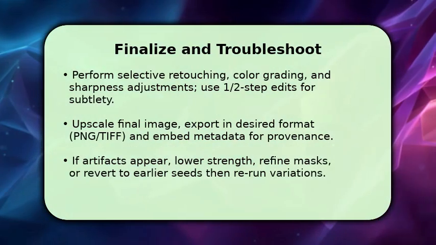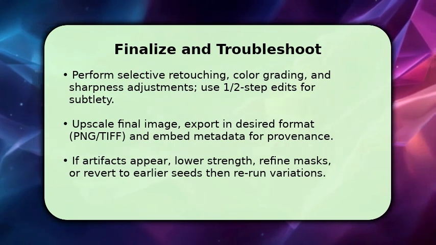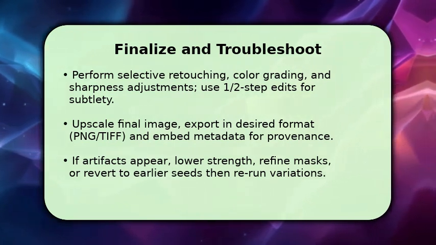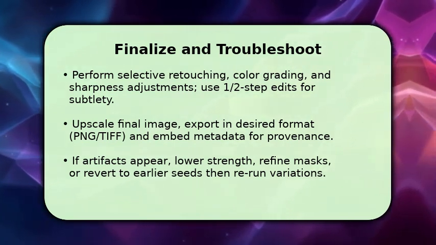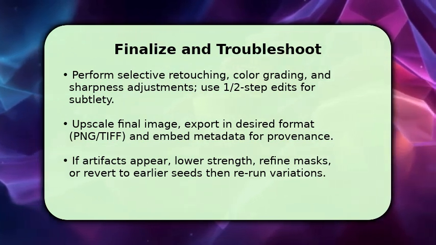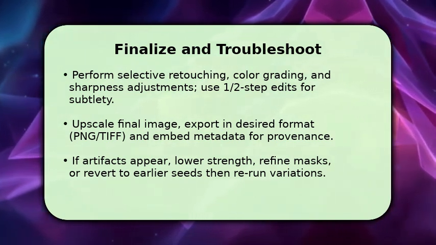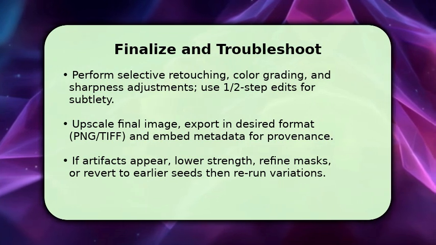You finish by doing targeted retouching. Refine skin tones, tweak curves for contrast, and add sharpening only where needed to avoid overprocessing. Then upscale the final image, export as PNG or TIFF for quality, and embed simple metadata describing the model, seed, and date for future reference. Finally, save a version history.